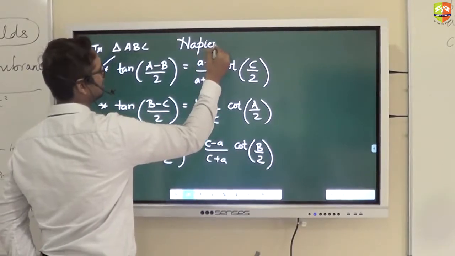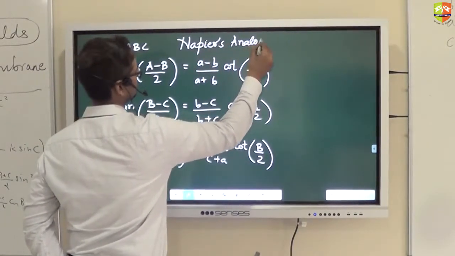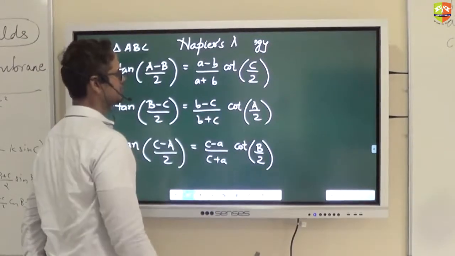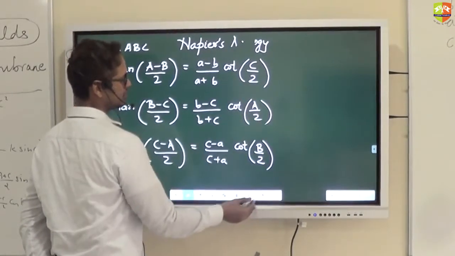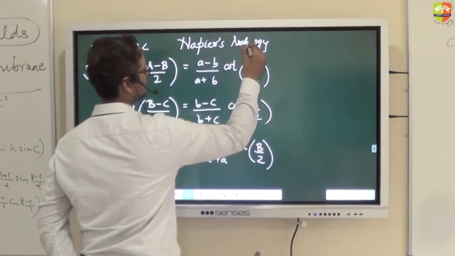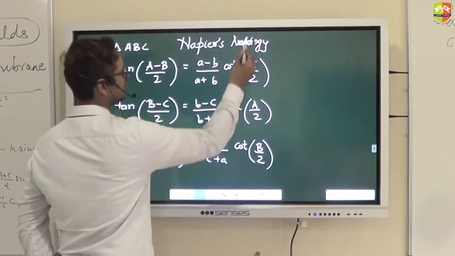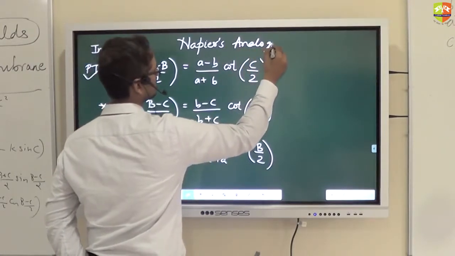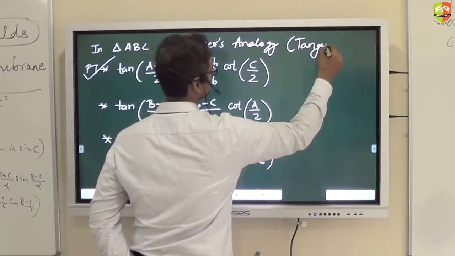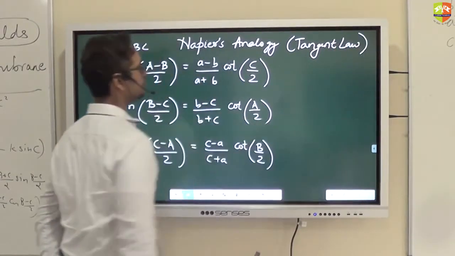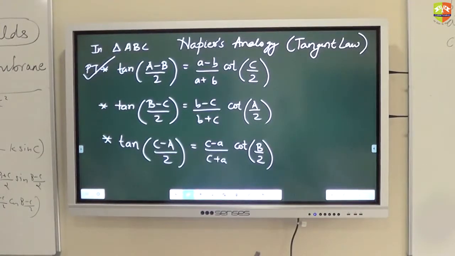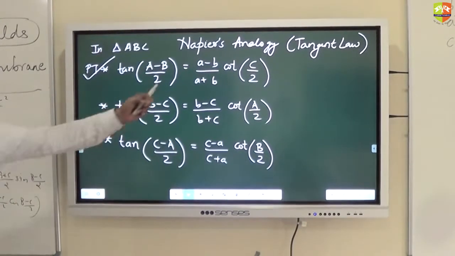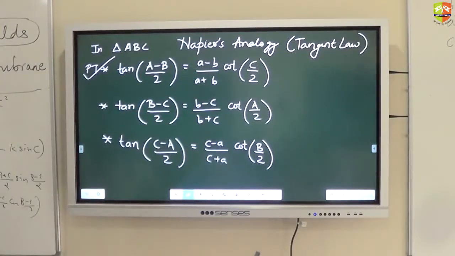The tangent law, or Napier's analogy. Also called the tangent law. This is a very, very important tool when we are solving solution of triangles. Only one, which I have taken. Hint is start from this. Start from finding what is A minus B by A plus B.